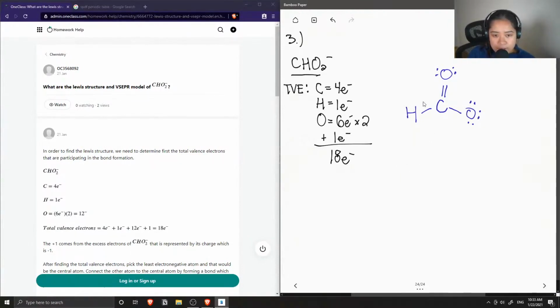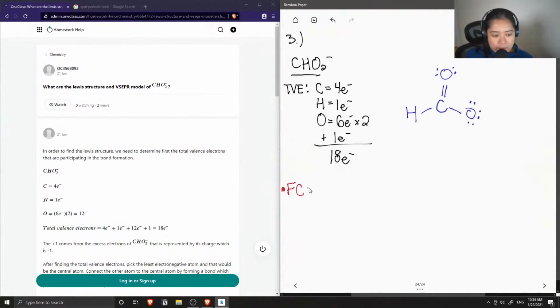Each bond contains 2 bonding electrons, and there are 10 in the form of lone pairs. So we have our 18 electrons drawn in this structure. Now at the bottom, I'm just going to calculate the formal charge of all of my atoms, just to see which one carries that negative charge.